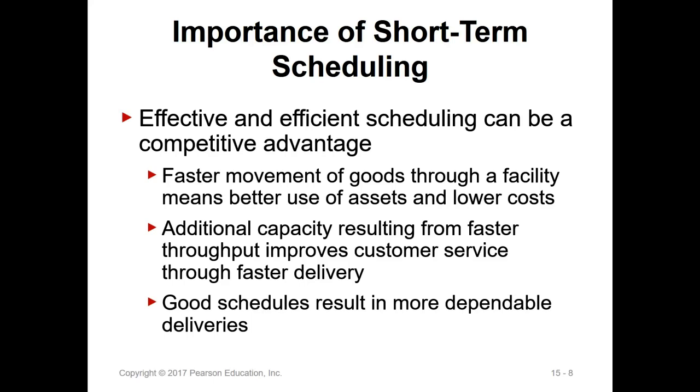That means we can process faster, we can reduce cost, and sometimes we also deal with capacity. The current facilities, all of the machines and all of the technicians, are full. This is a capacity issue, and additional capacity resulting from faster throughput improves customer service through faster delivery. Capacity is closely related to schedule.